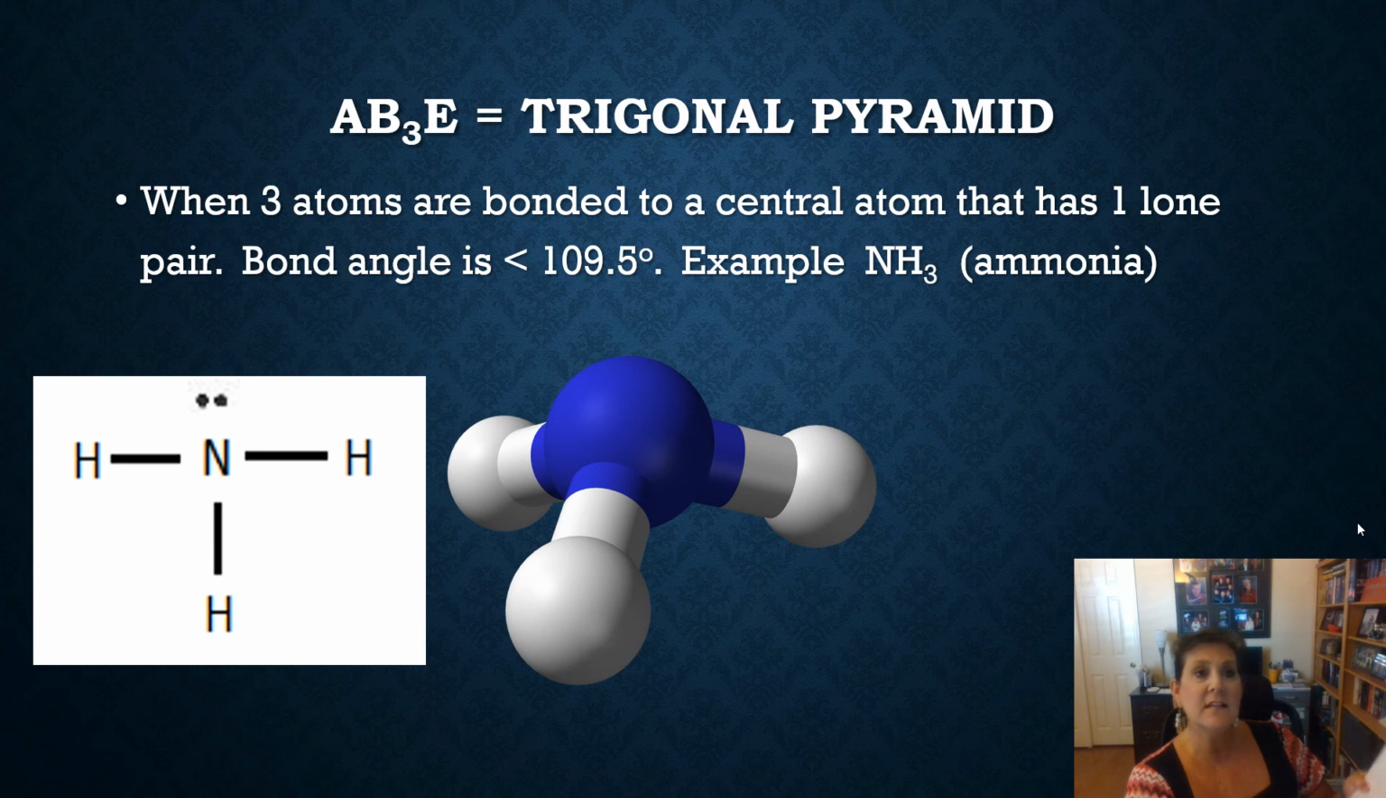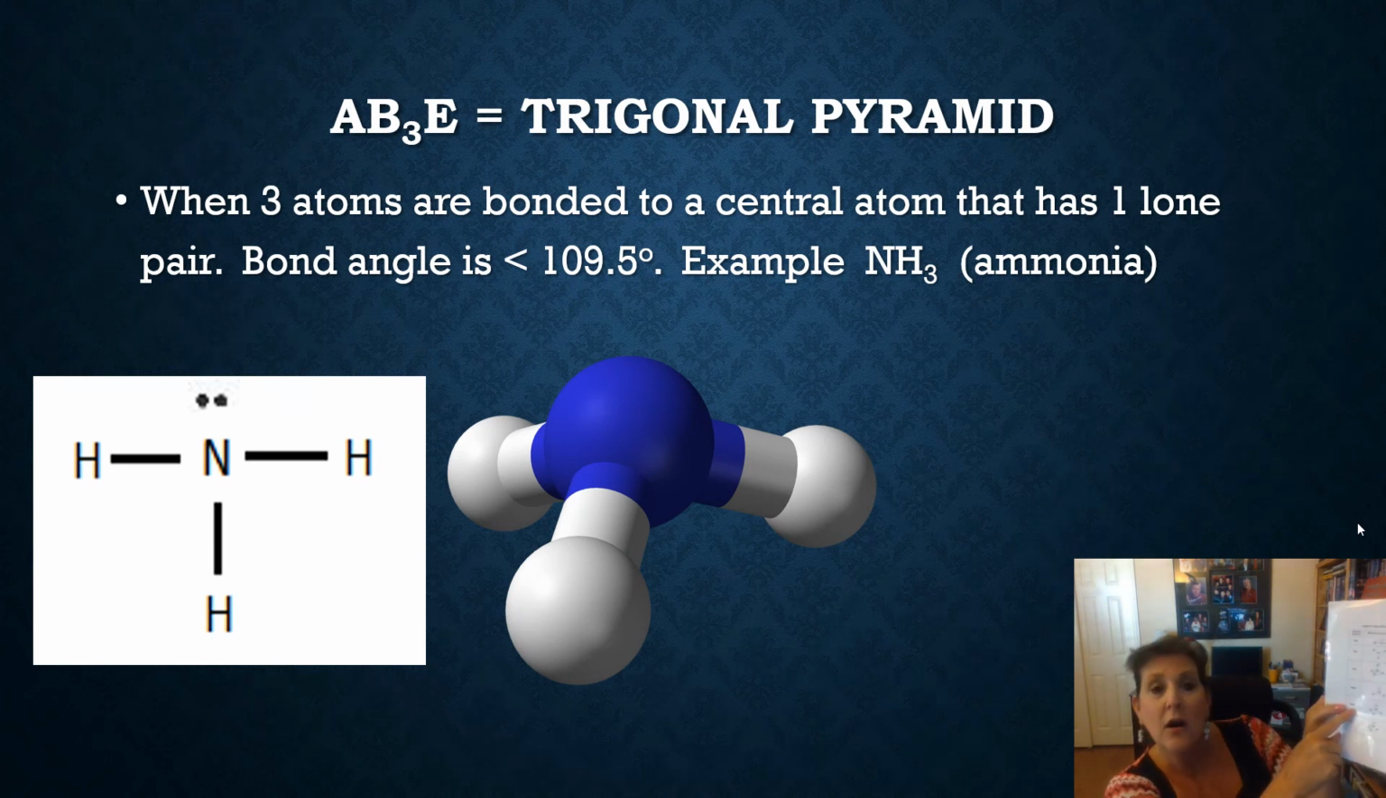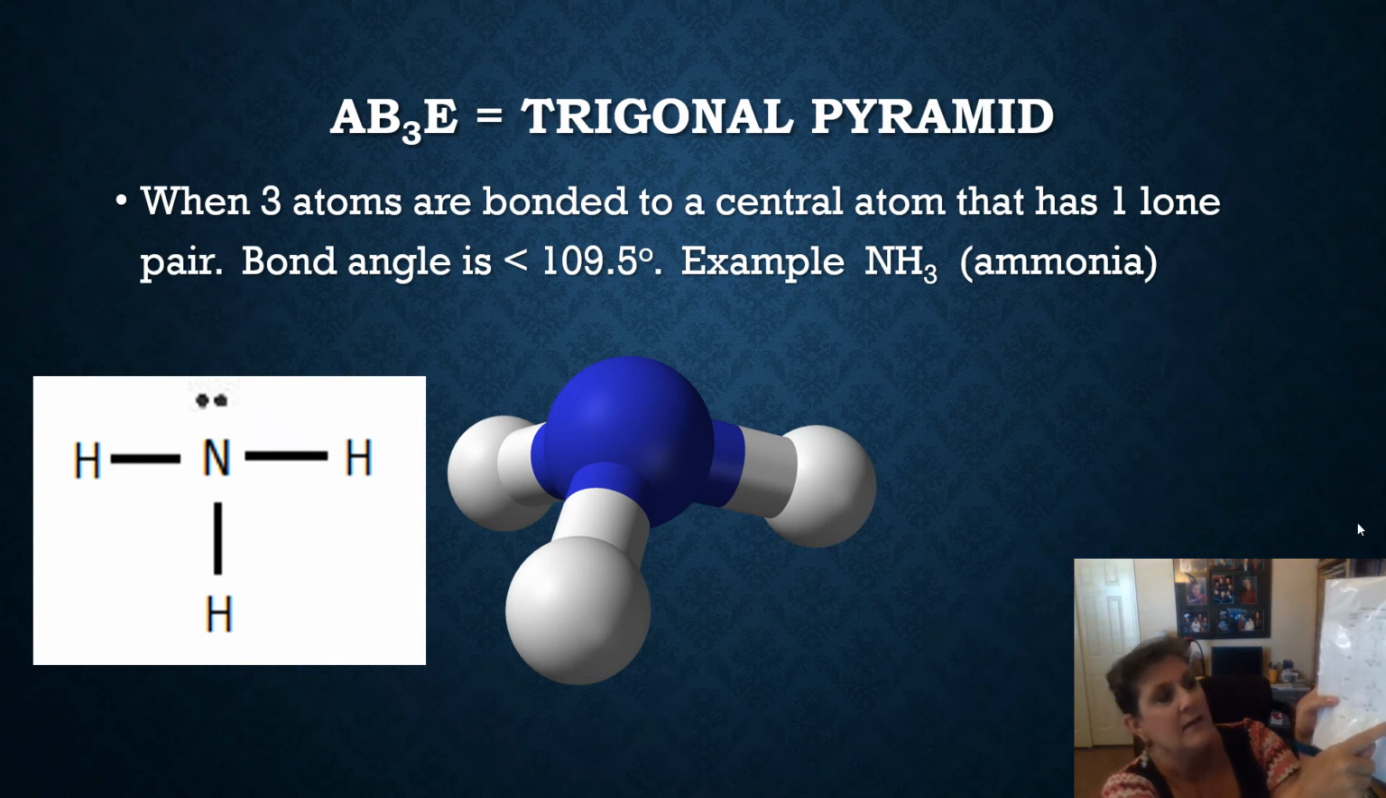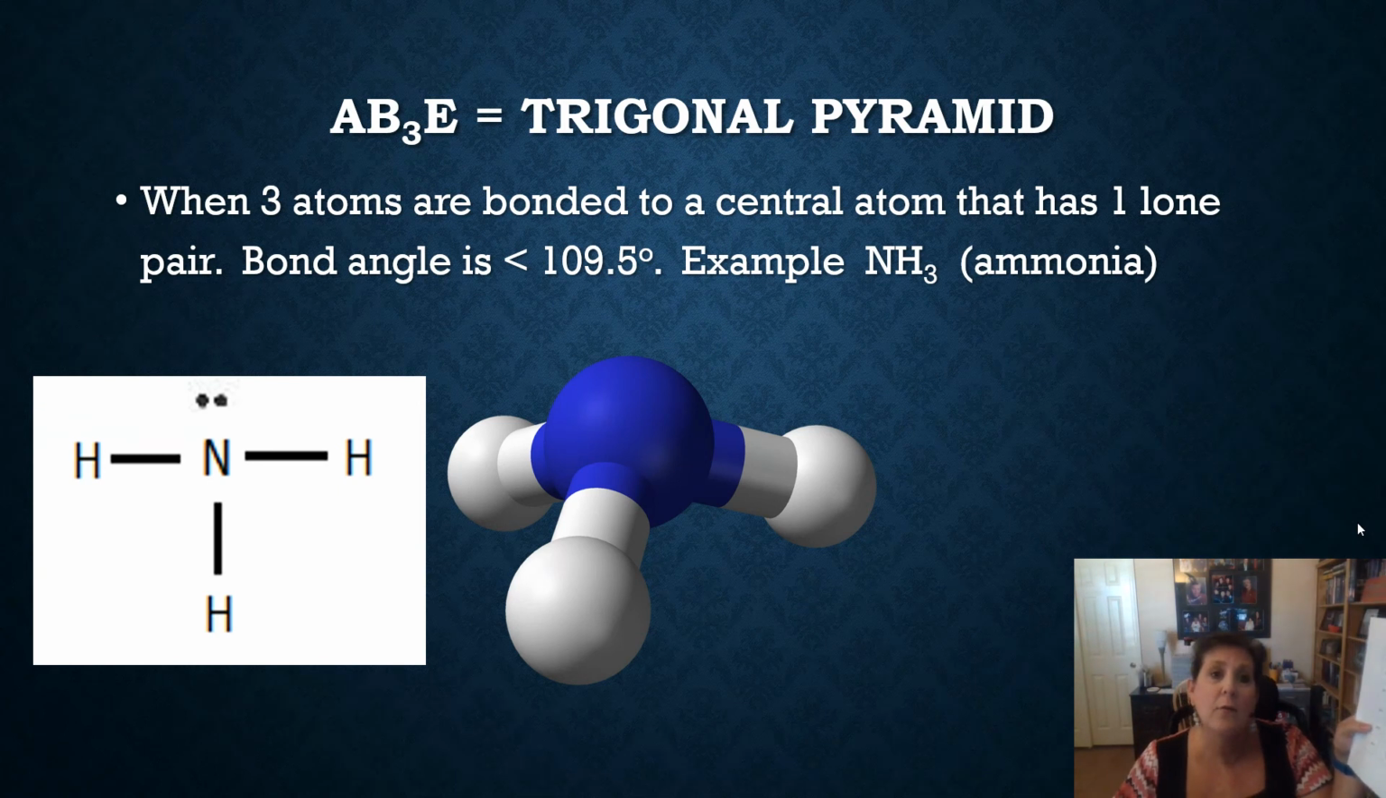So again, this is called AB3E. It's here on your shapes table. If your picture looks like this, it looks like a little pyramid with a lone pair on top. It is trigonal pyramid, and the bond angle is a little less than 109.5.